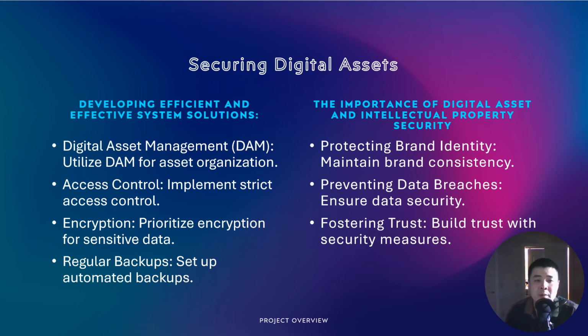Encryption. Prioritizing data encryption is very crucial. It renders our data unreadable to unauthorized users, providing an additional layer of security against data breaches. Regular backup. Automated backups are our insurance for digital assets. They enable quick recovery in the event of data loss, minimizing downtime.